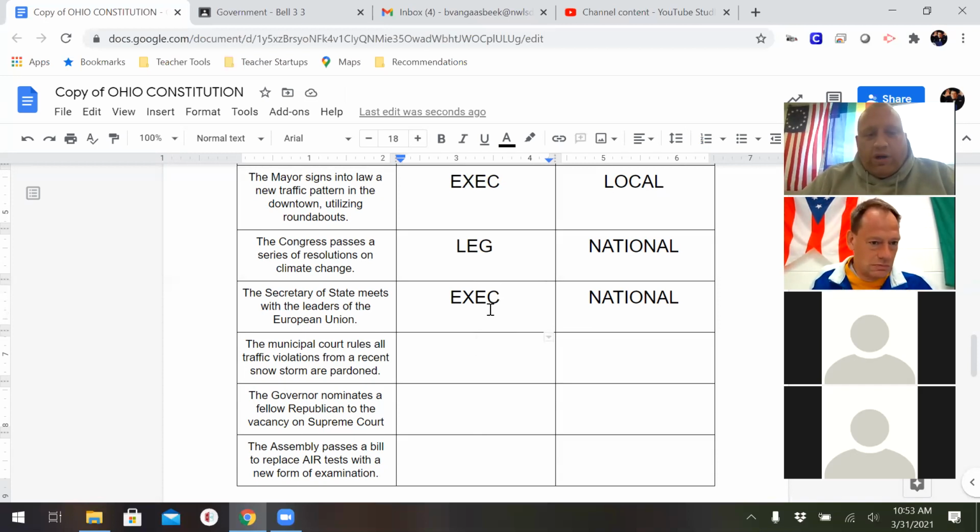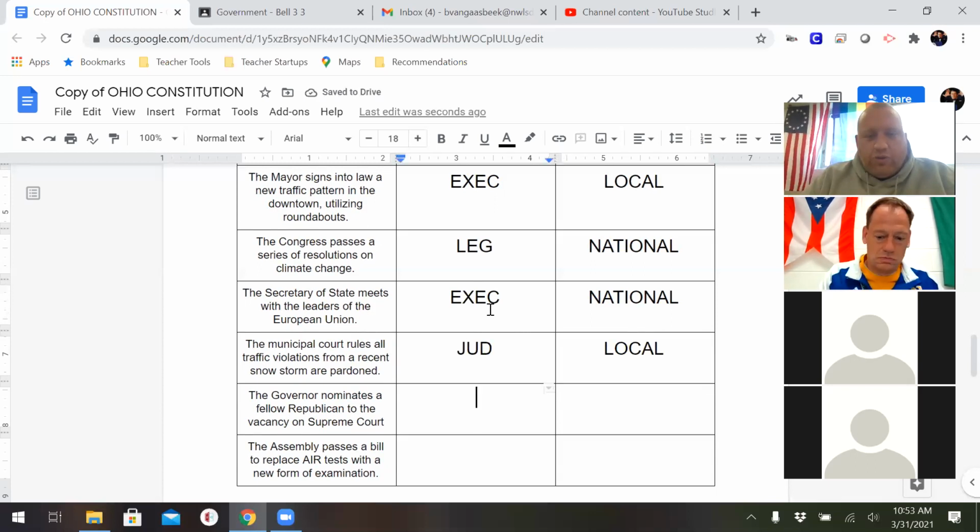The municipal court rules all traffic violations from a recent snowstorm are pardoned, which means forgiven, okay? What branch? Judicial. It is judicial. National, state, or local? Local. Those traffic violations and problems are all local in the courts.